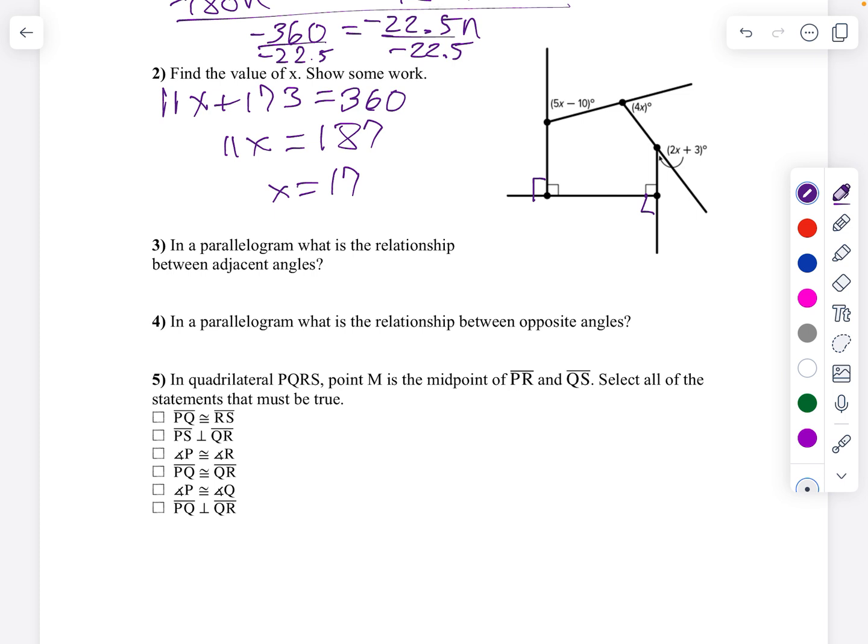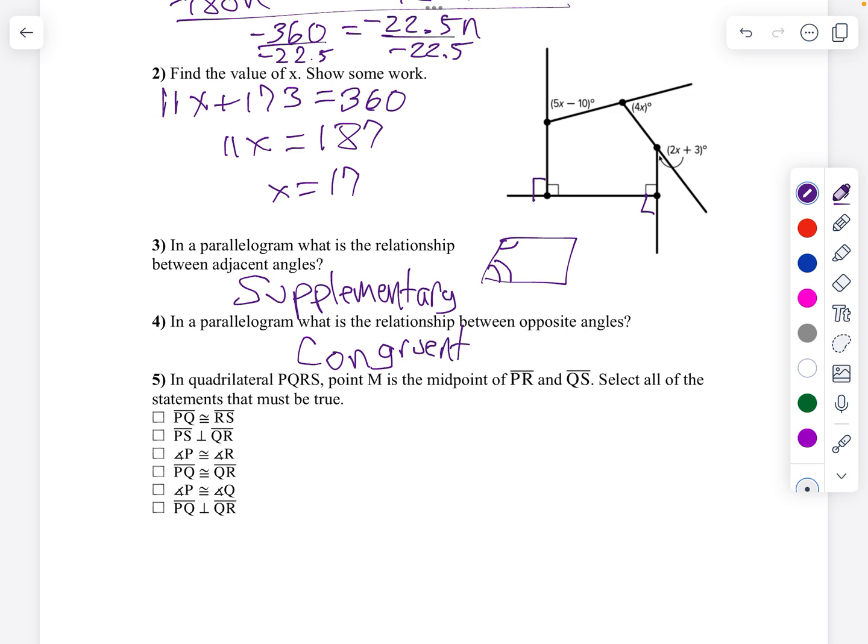Now on question 3, in a parallelogram, what's the relationship between the adjacent angles, the angles next to each other? Well, I know the angles next to each other, they're supplementary. The angles across from each other, they're congruent.